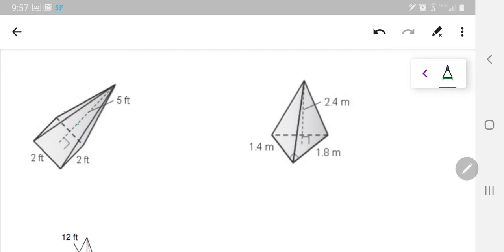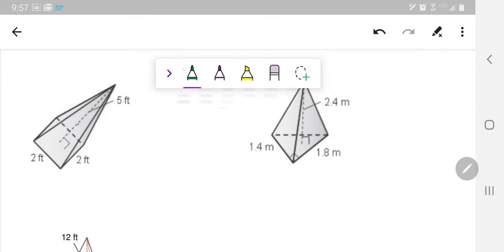What is the difference between these two, besides being different sizes? The big difference is that they both have different bases. I'm going to do the base in green here. The base here is a square, and the base here is a triangle.